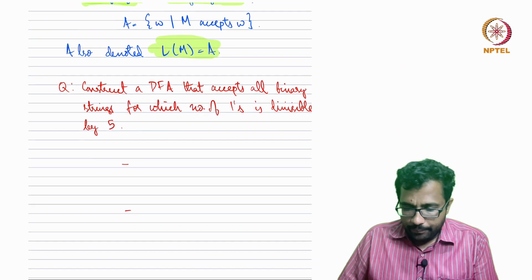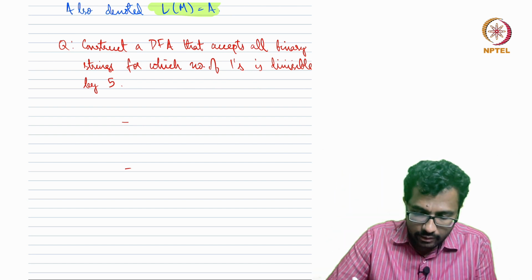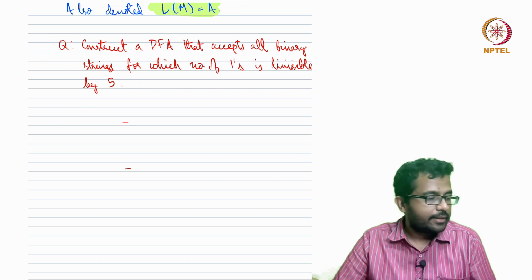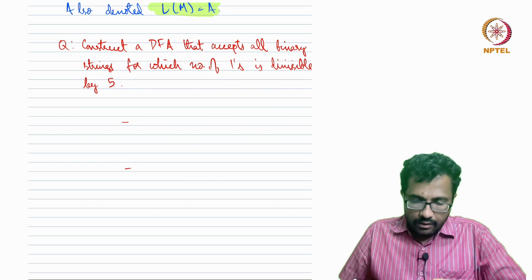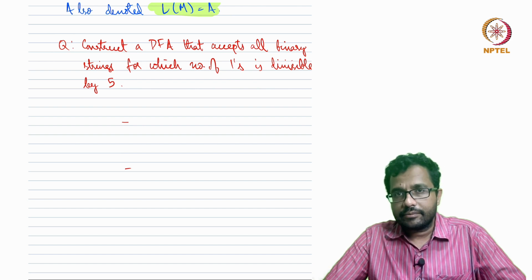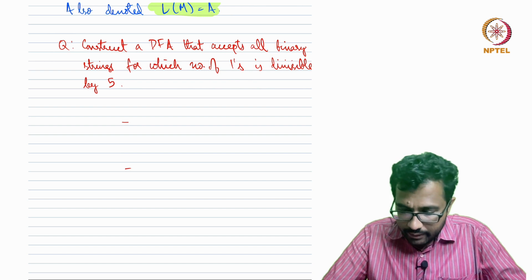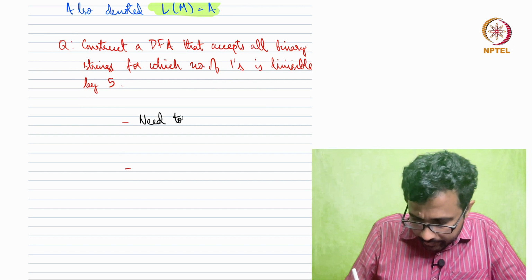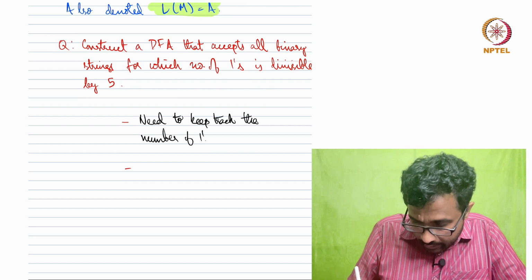Now let's see another example. Let's try to construct a DFA that accepts all the binary strings in which the number of ones is divisible by 5. If you count the number of ones, it should be divisible by 5. Let's see how to make use of the states. Recall, we have only a finite number of states, and we want to use that. Here the DFA needs to keep track of the number of ones, but we don't need to keep track of the number of zeros.